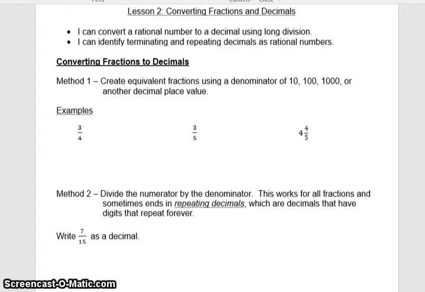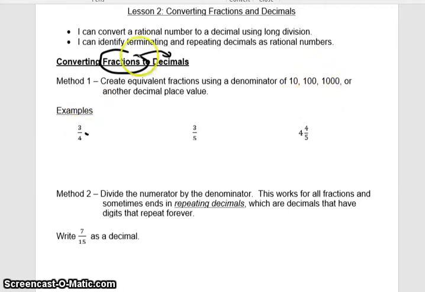So, what we've got going on here is a quick review of converting fractions and decimals. The big thing here is to convert a fraction into a decimal. There's two ways you can go about it. One way is not going to work in all situations, but it is a little bit faster. That way is to get a denominator out of 10, 100, 1,000, and so on, because then we can just say the number because of the place values: tens, hundreds, thousands.